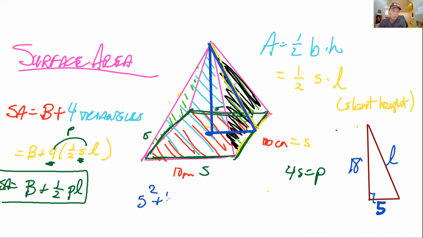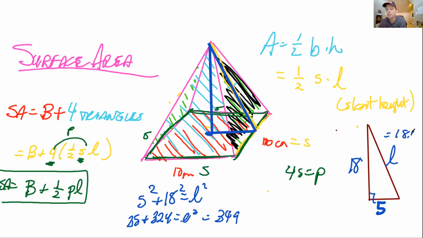5 squared plus 18 squared equals L squared. Okay, 25 plus 18 squared. I'll save you the hassle. 324 equals L squared. So L squared equals, add those up, 349. Now I don't know what the square root of 349 is, but this guy does. So the square root of 349 is 18.68. So L is 18.68.